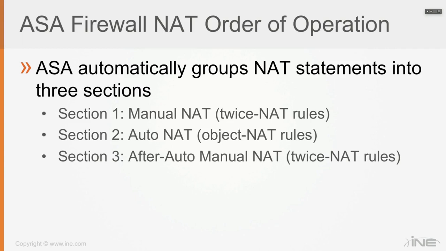But by default, the ASA groups all NAT statements into 3 main sections. Section 1, manual NAT. Section 2, auto NAT. Section 3, after-auto manual NAT.